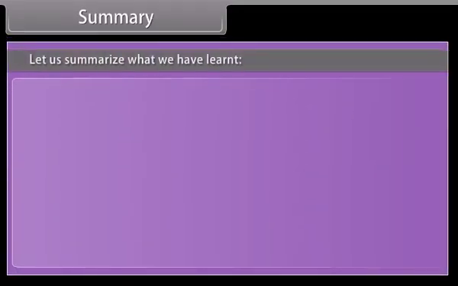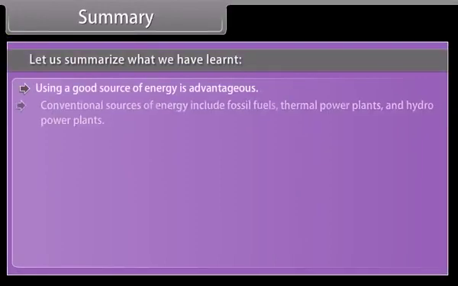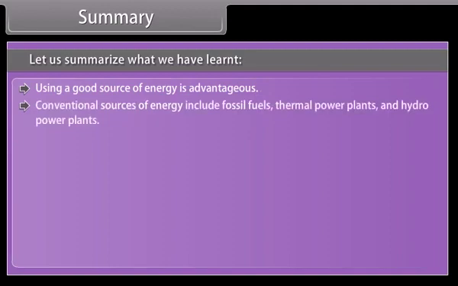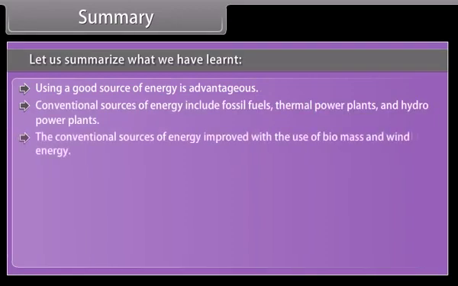Summary. Let us summarize what we have learnt. Using a good source of energy is advantageous. Conventional sources of energy include fossil fuels, thermal power plants, and hydropower plants. The conventional sources of energy improved with the use of biomass and wind energy.